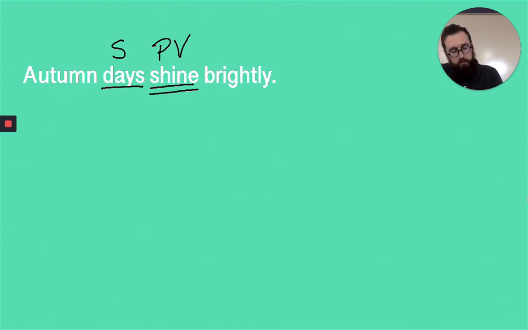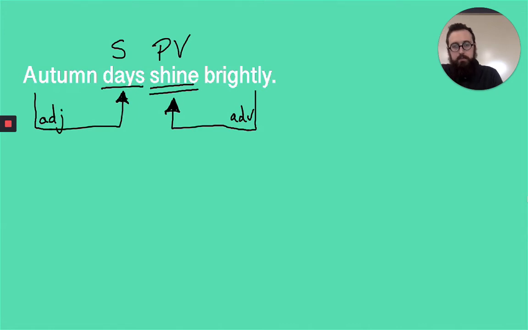And then I can go through and do my modifiers. Brightly is describing how it shines. So that is an adverb. And then autumn tells me what kind of days. They're not summer days, they're not winter days, they are autumn days. So that is an adjective.